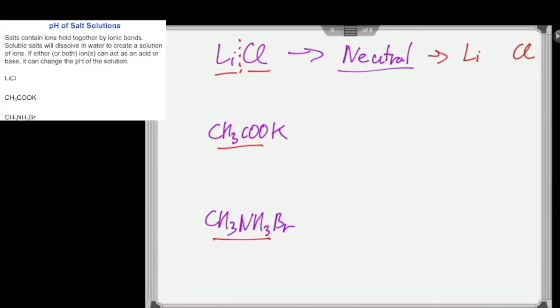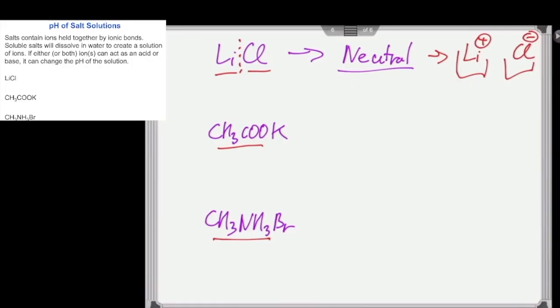Lithium probably, yeah. Lithium's going to get the plus charge. It's from the left-hand side of the table. Chloride's going to be the right-hand side. So what we're really doing is saying, okay, if I have lithium and chloride, those are potentially conjugate acids or bases of some other thing, right?